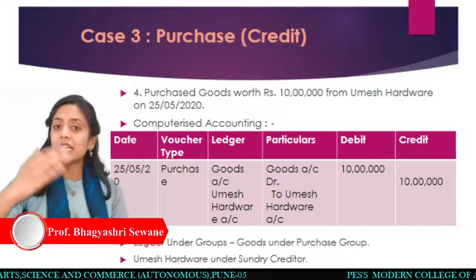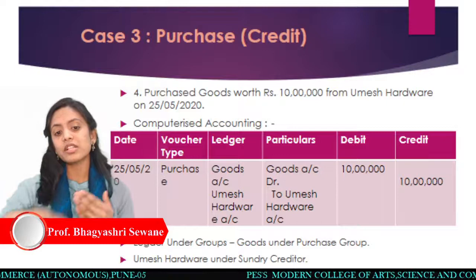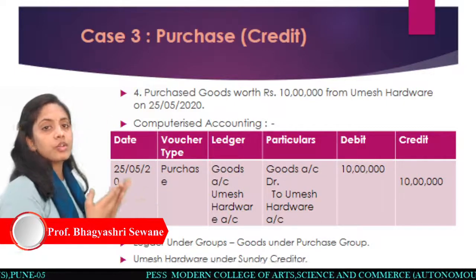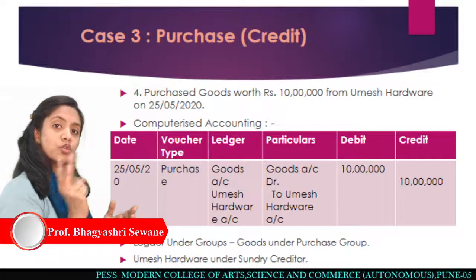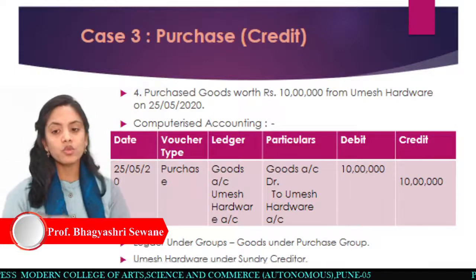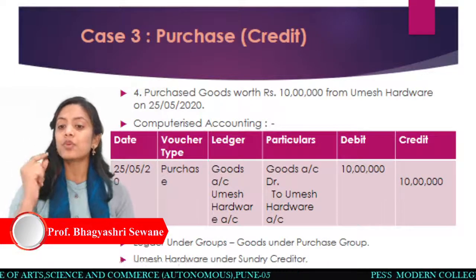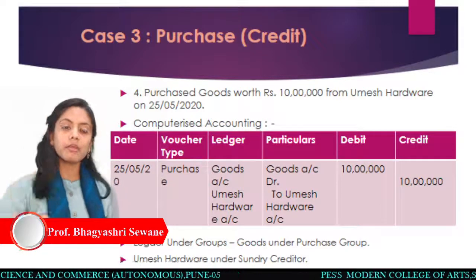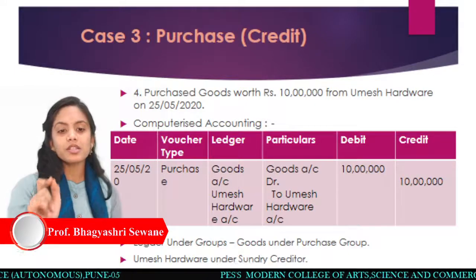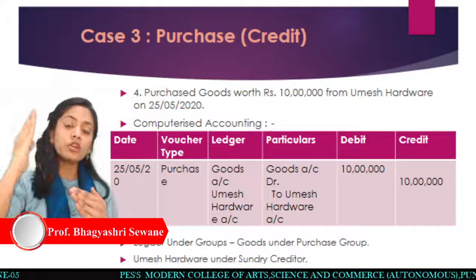Then which ledger do I have to prepare now? I just have to ask myself the second question, which ledgers I have to prepare right now. You can see in this entry there is a goods account and the Umesh Hardware account. So I have to prepare two ledgers over here, the goods account and the Umesh Hardware account. Okay, so we will go to Tally once again and prepare the goods account and the Umesh Hardware account. Please remember that the goods account is a purchased goods account, so it should be under a group. We should know the groups actually.